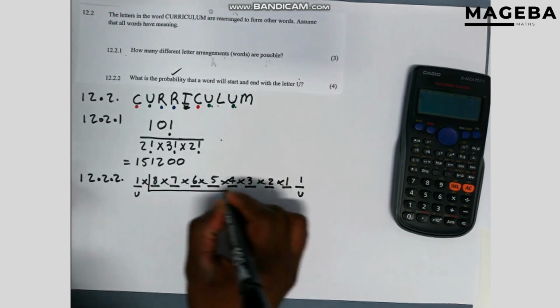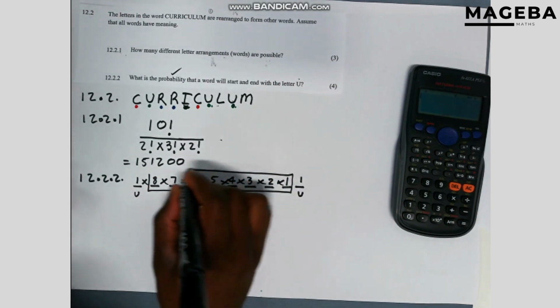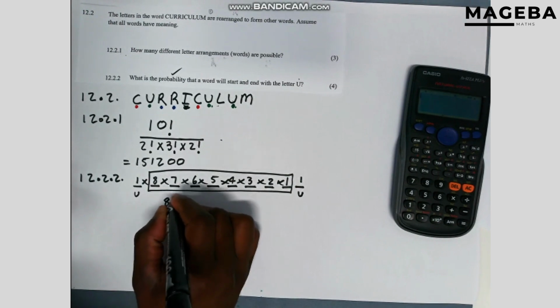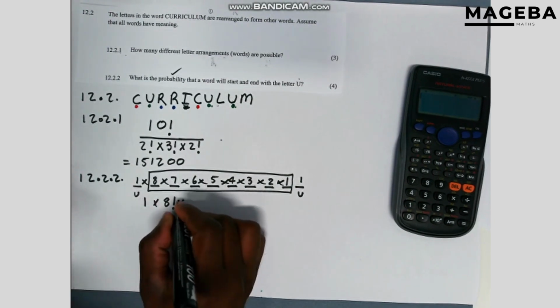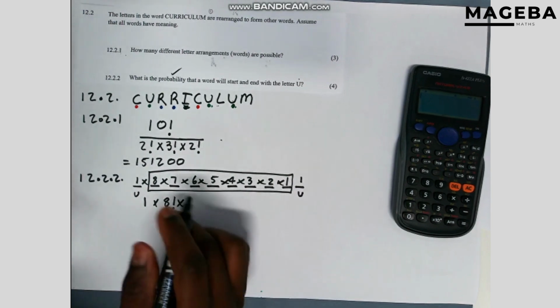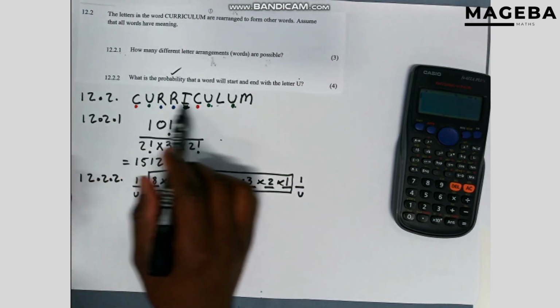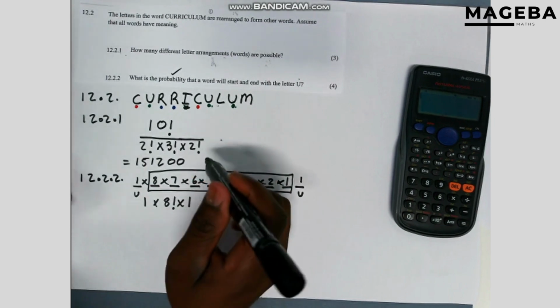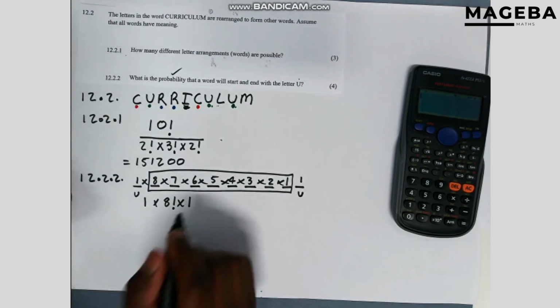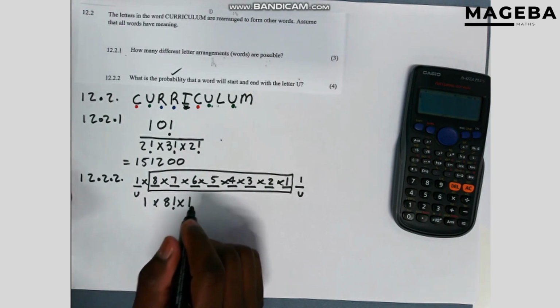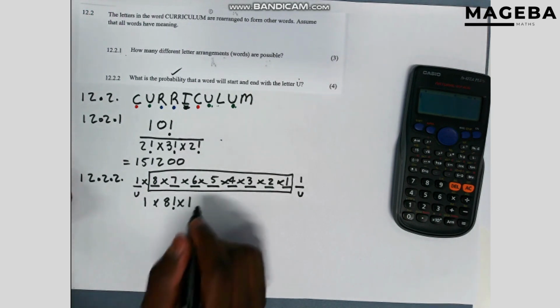Now we know from here to here it's what? It's 8 factorial. And then times this one here, and then also times this one here. Not forgetting the letters that are being repeated there. Don't ever forget that one.